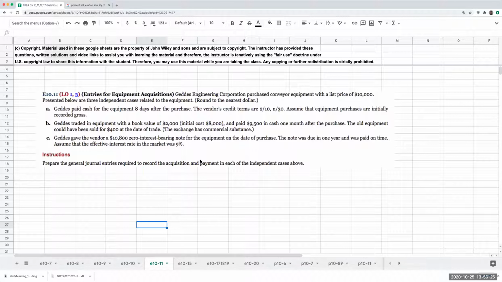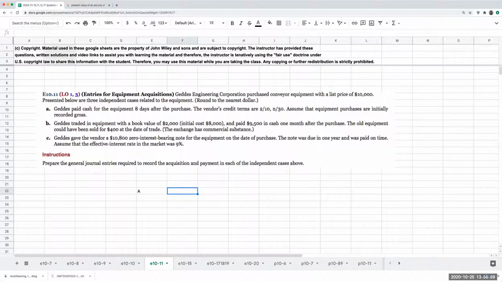Getz Engineering Corporation purchased conveyor equipment with a list price of $10,000. Presented below are three independent cases related to the equipment. Okay, let's look at letter A. So these are three independent things, and it's asking us to prepare the journal entries required to record the acquisition and payment in each of the independent cases above. Getz paid cash for the equipment 8 days after purchase. The credit terms were 2/10 net 30. Assume that equipment purchases are initially recorded at gross.